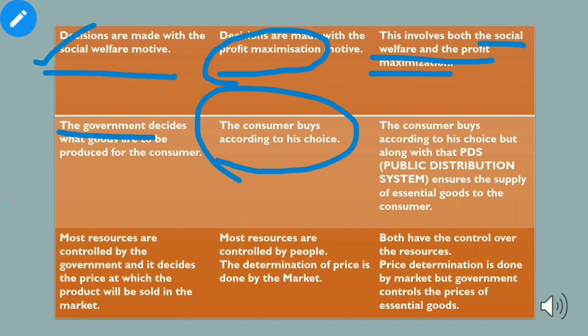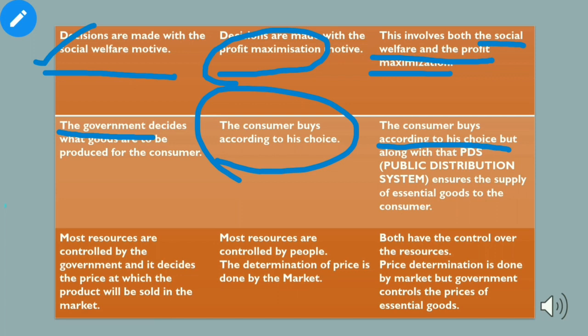And because this type of economy is controlled by the market, the producers will produce such products which will be demanded by the consumer. So obviously there is consumer's choice. And next, if you talk about the mixed economy, it involves both the consumer as well as the government's choice, in the way that the consumer buys according to his own choice. That is on the one side, but along with that there is something which is controlled by the government.